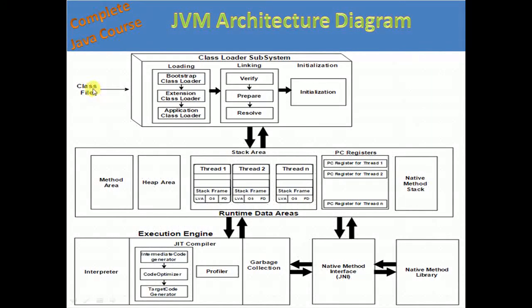So first, when you compile the .java file, it will create a .class file. Now this .class file goes to the class loader subsystem. Class loader subsystem has three components: loading, linking and initialization. In the loading part, there are three loaders for loading the .class file: bootstrap class loader, extension class loader, and application class loader. So let me show you the uses and functionality of these loader classes.